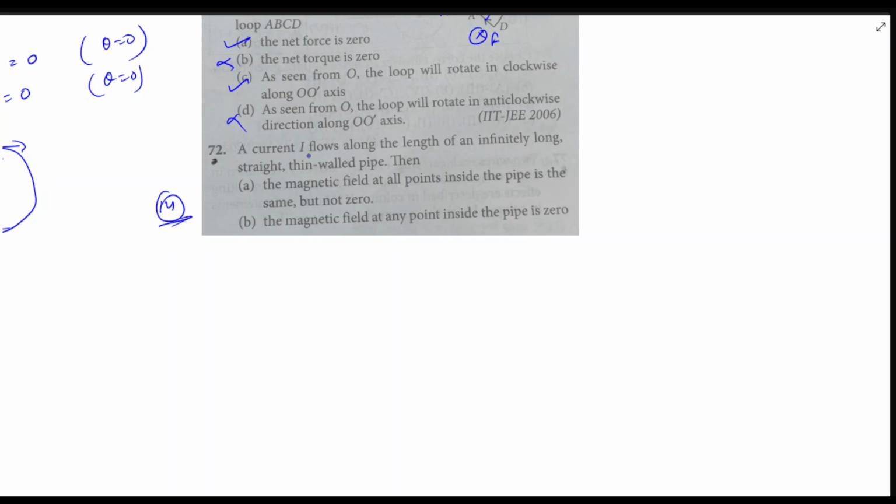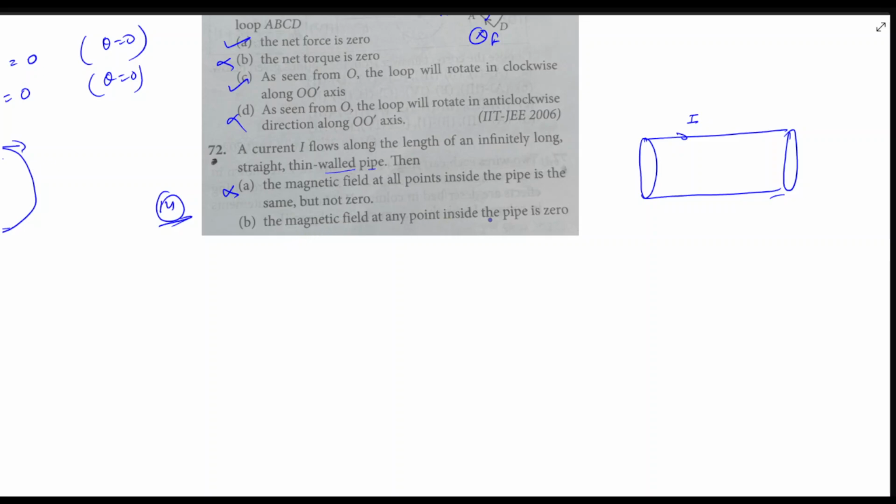We have current I flowing along the length of an infinitely long straight thin walled pipe, right? So it's slender, we have current I in a thin walled pipe, right? So I mean this is a hollow cylinder. Magnetic field is quite simple, right? The magnetic field at all points inside the pipe is same but not zero. Actually, it will be zero. So this option is wrong.